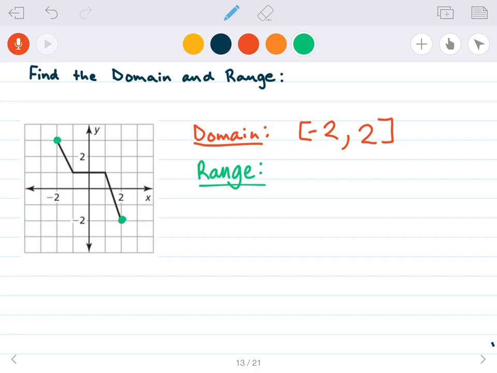Well, how far down? The lowest value is at y equals -2. That's included, so we're going to just put -2 there. And what's the highest this thing goes? Well, the highest is at this point right here. This is the height, and it looks like it's at a height of 3. So 3, and we're including it because our dots are closed. So that's the domain and the range for this function.